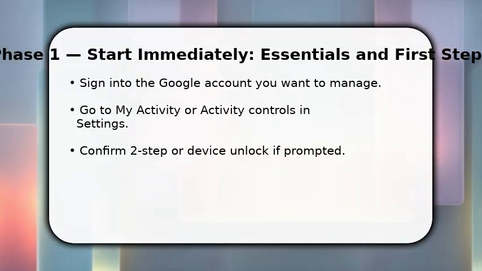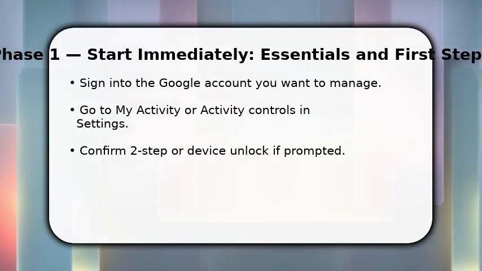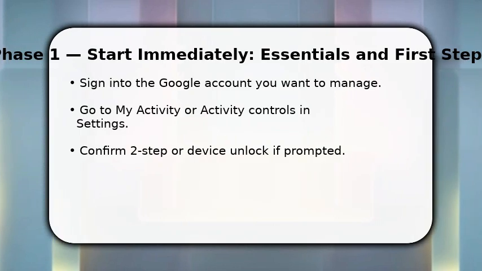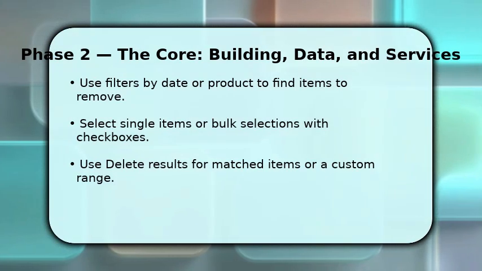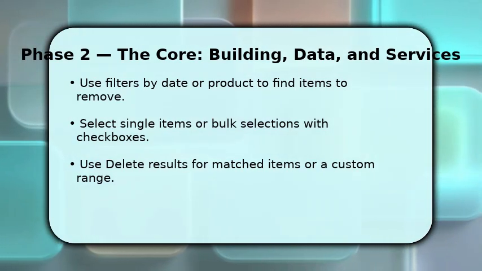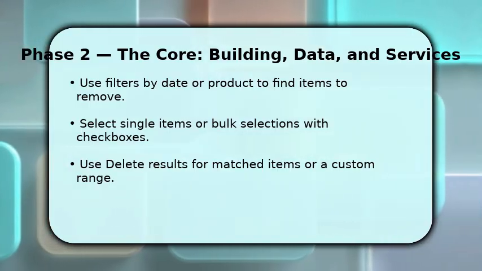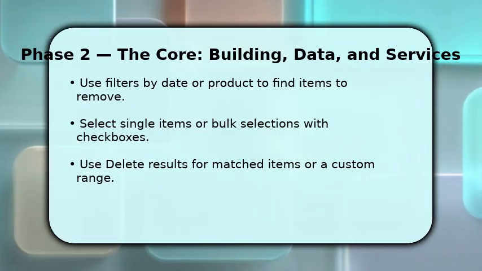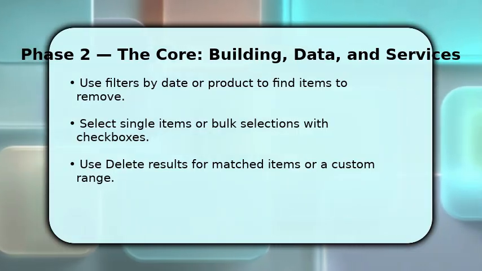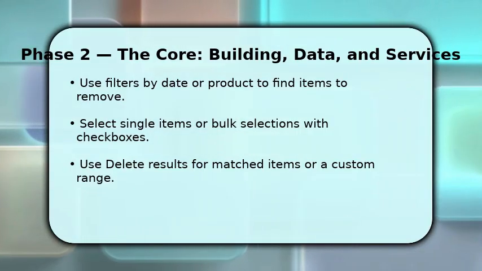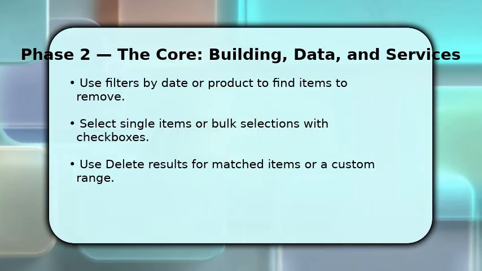This step gives you access to the controls that let you pause, delete, or auto-delete activity data. Once in My Activity, use the filter menu to choose a date range or specific Google product, such as Chrome or YouTube. You can then select single entries by tapping the three-dot menu next to each item or use the Bulk Select checkbox to remove many items at once.